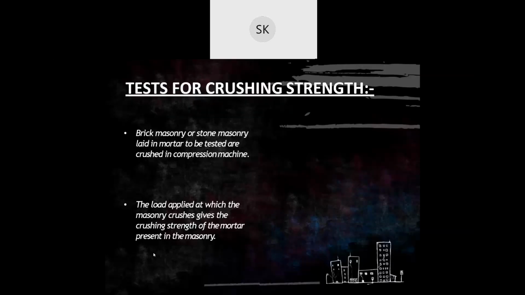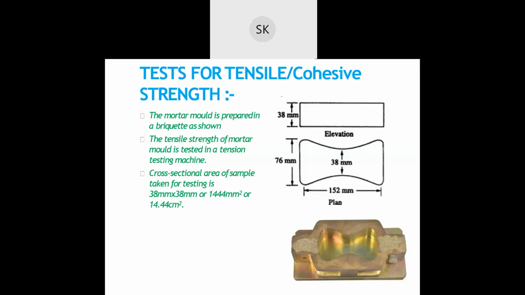Now, the crushing strength. Brick masonry or stone masonry laid in mortar to be tested is crushed in a compression machine. The load applied at which the masonry crushes gives the crushing strength of the mortar present in the masonry. When you use the word masonry, you can take some bricks joined with mortar to the compression machine, and see how much load you are applying and at what load it breaks. It is the same as the compressive strength test.